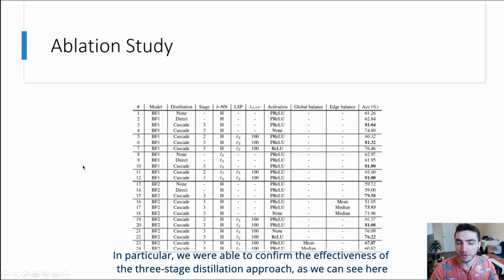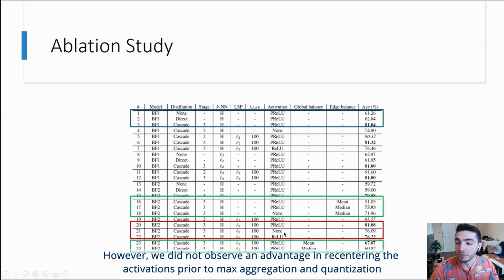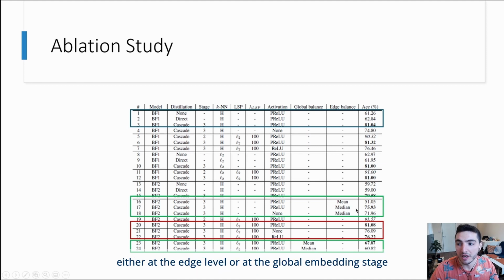In particular, we were able to confirm the effectiveness of the three-stage distillation approach, as we can see here, and the choice of p-ReLU activations compared to not using any activations or using ReLU activations. However, we did not observe an advantage in recentering the activations prior to max aggregation and quantization, either at the edge level or at the global embedding stage.